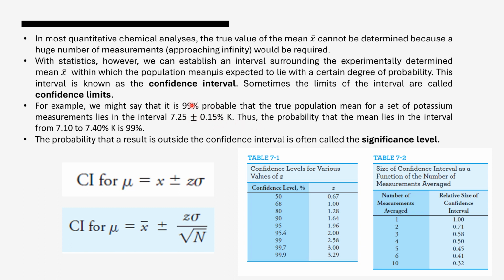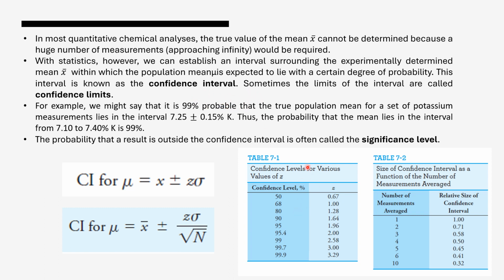Meaning, out of the mean and this confidence interval, the probability that the mean lies is in between 7.25 plus 0.15, which is equivalent to 7.40, and also 7.25 minus 0.15, which is equivalent to 7.10. So between 7.10 to 7.40% potassium, our data right there is statistically significant.